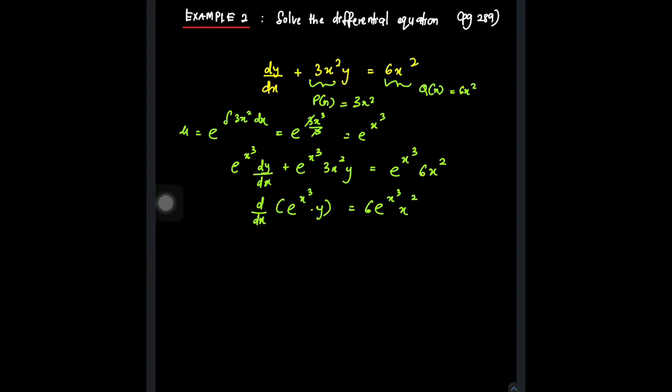What you have to do next is integrate both sides with respect to x. Integrate this one with respect to x, integrate this one with respect to x. So this one you can cancel out. What is left is only e to the power of x cubed y is equivalent to 6, you can just put it outside, 6 times the integral of e to the power of x cubed times x squared dx. I have not integrated yet for the right hand side. I cannot integrate directly. Therefore, you have to apply the substitution method.